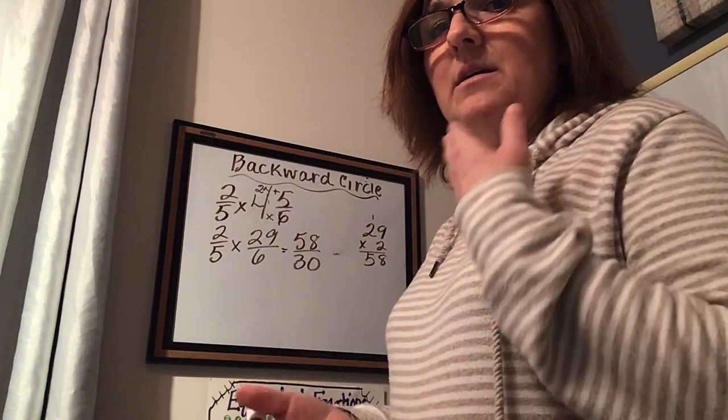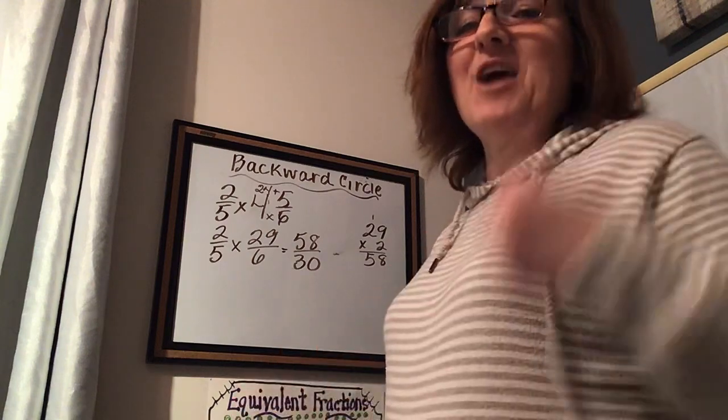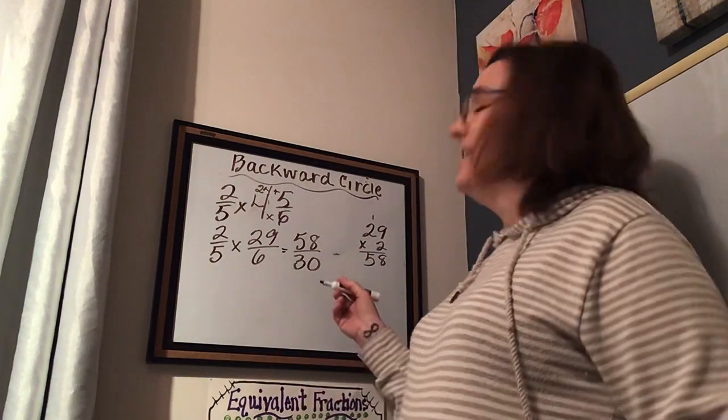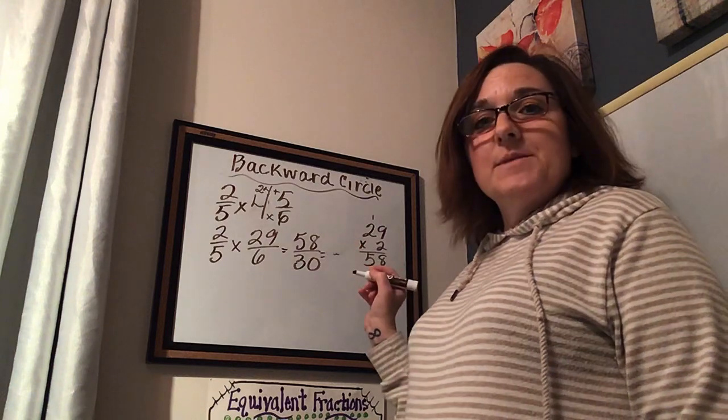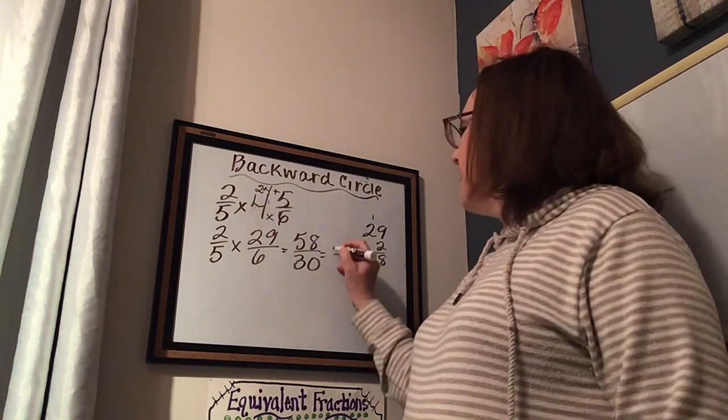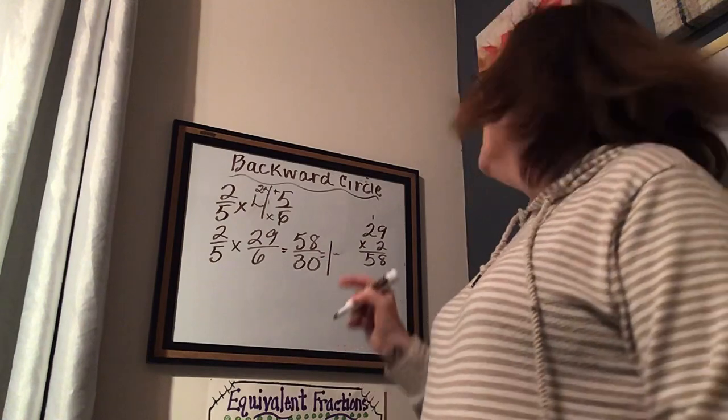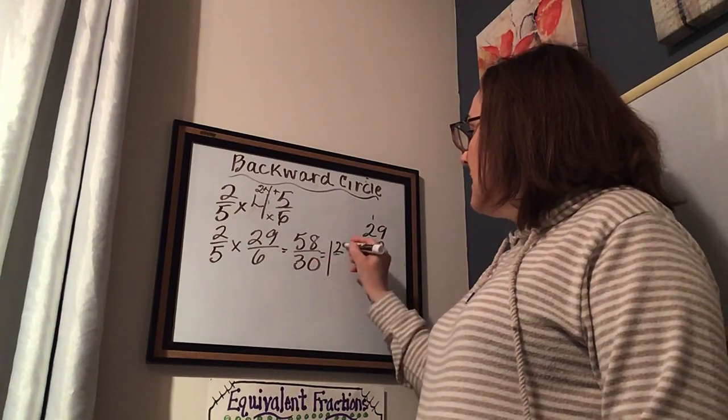a mixed number, sorry. Had a brain fart. So 30 goes into 58 how many times? 1, right? Because 30 times 2 is 60. So in that case, we're going to have 28 left over.